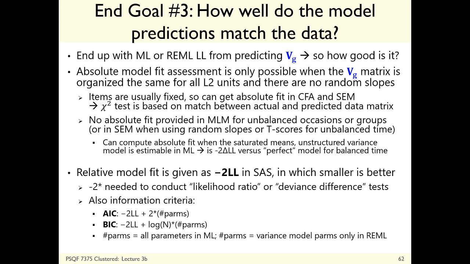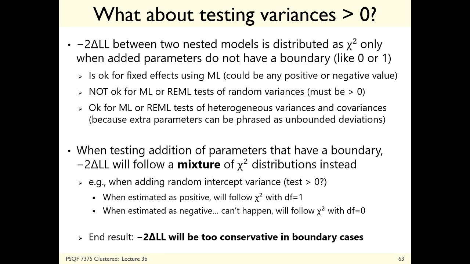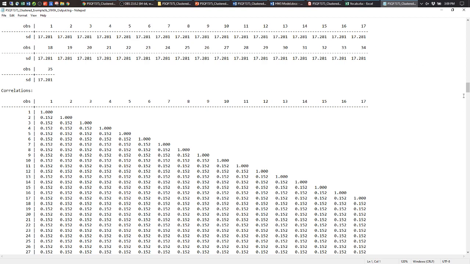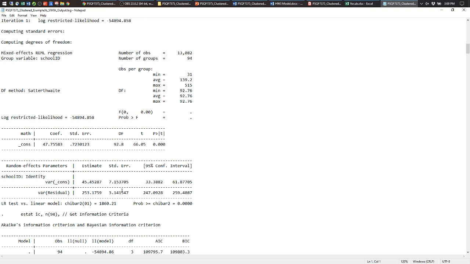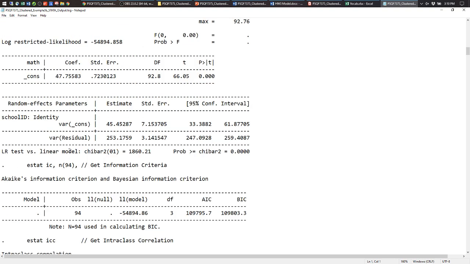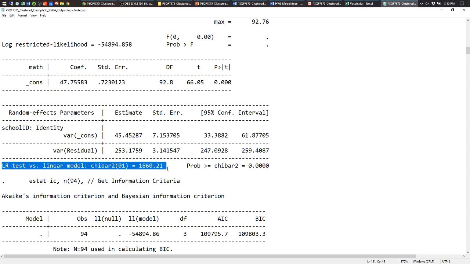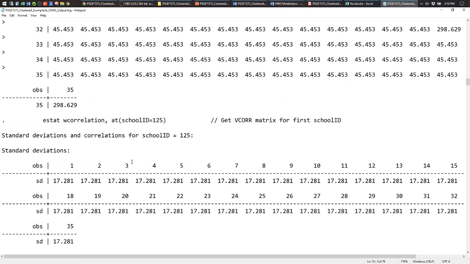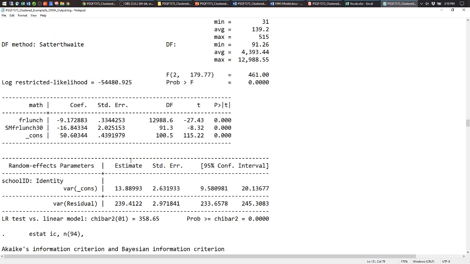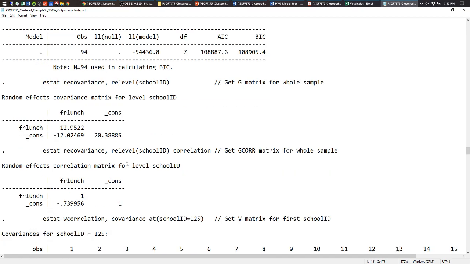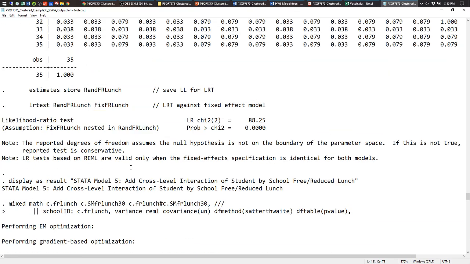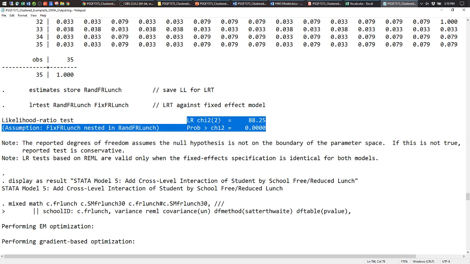One other thing that I wanted to tell you about is this idea of chi-square tests. In Stata, I don't know if anyone has noticed this. For instance, this is the test of a random intercept against a model without a random intercept, and it labels it chi-bar 2 with 0.1 for the degrees of freedom. If you do a likelihood ratio test for any other kind of model comparison, such as when adding a random slope, instead of labeling it chi-bar, it labels it chi-2. What's the difference? It's whether or not you acknowledge that the thing that you're testing has a null hypothesis on the boundary.